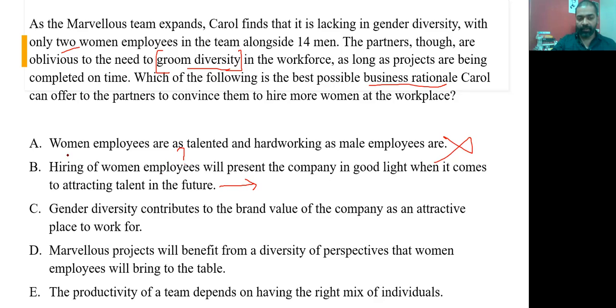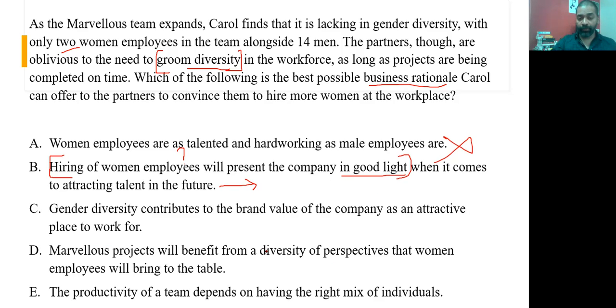Always watch out for these kinds of expressions: will present the company in good light, especially this "in good light." How and why? Vague expressions are rarely going to help. The reason they give vague expressions in the option is that your prejudice will fill the emptiness, and you should not be doing it. We don't know why it is in good light, so we don't know how it is a good business rationale. Simple as that, right?